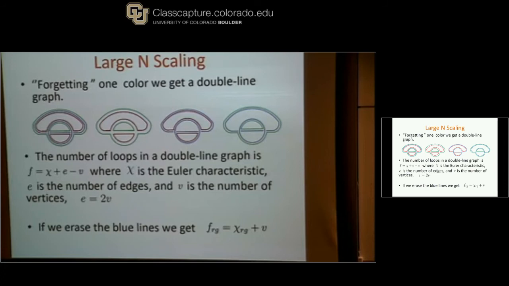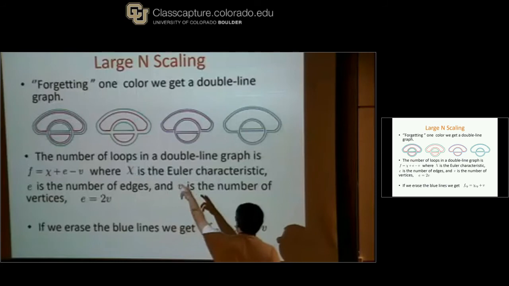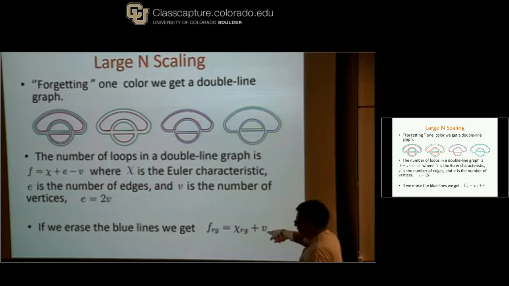We know how to count the power of n because we're equipped with this Euler characteristic. Right? So what do we want to count? We want to count the number of faces in this graph, and the number of faces gives us the number of index loops. So then this is just the Euler theorem that F minus E plus V is equal to chi. Now we also have a constraint that the number of edges is equal to twice the number of vertices. This is just from the fact that we have a quartic graph. So having erased the blue line, we get that F_RG, the number of faces in the red-green graph, is just the Euler characteristic of the red-green graph plus the number of vertices. But the number of faces in the red-green graph is just the number of red loops plus the number of green loops.